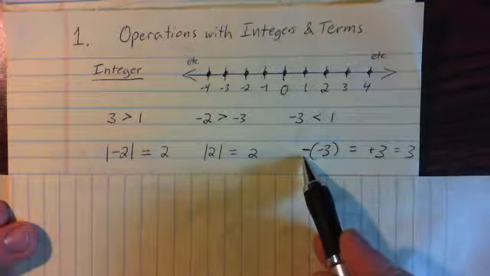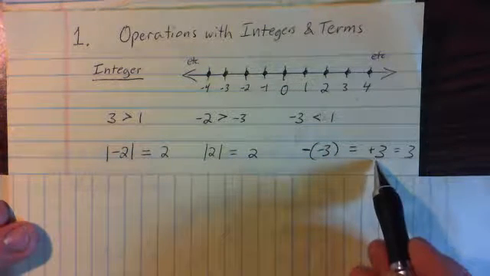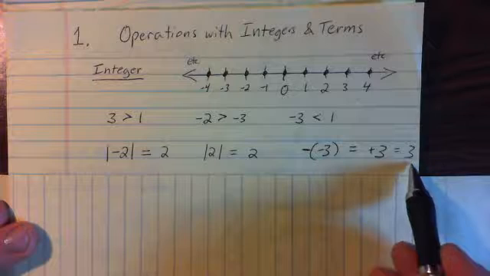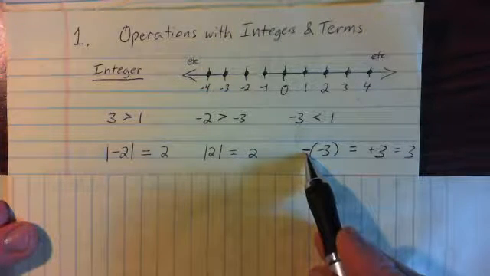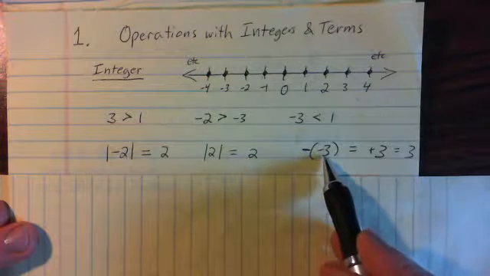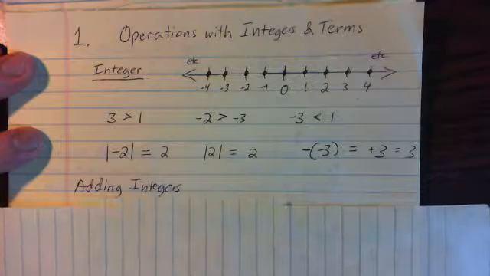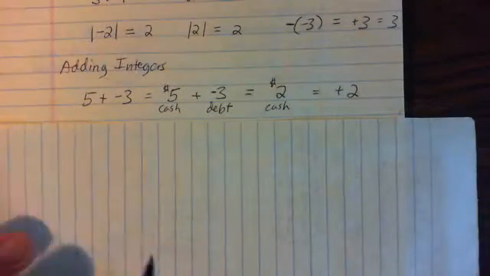Now what does this mean? This means the opposite of. The opposite of negative 3 is positive 3, or we would just write 3. So when you put a negative sign in front of something, that means the opposite. So the opposite of negative 3 is positive 3. Okay? There's some basics.